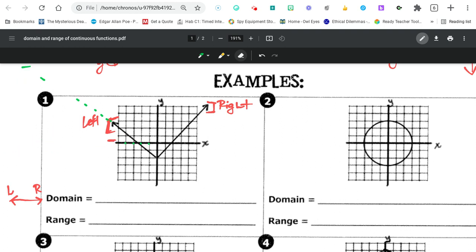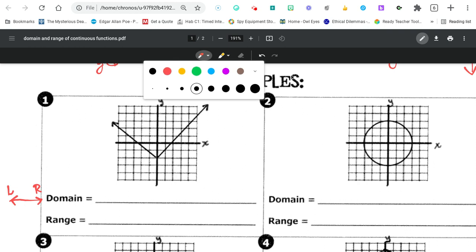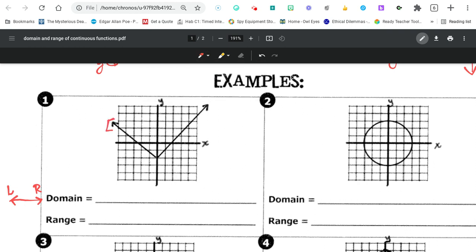For domain on a continuous graph, you need to see how far left it stretches and how far right it stretches. So right now I'm just focusing on the left side. On the left side, it looks like it stops right here. That's where your arrow stops. But it's got an arrow, which means this line continues to stretch, okay? So it doesn't stop there. It keeps on going. So it stretches all the way out to negative infinity because it keeps on going to the left.